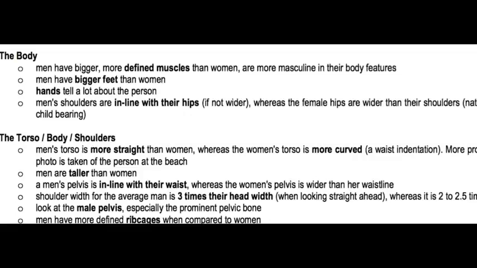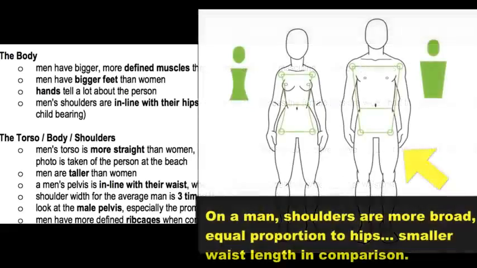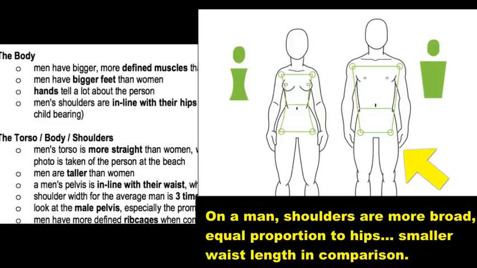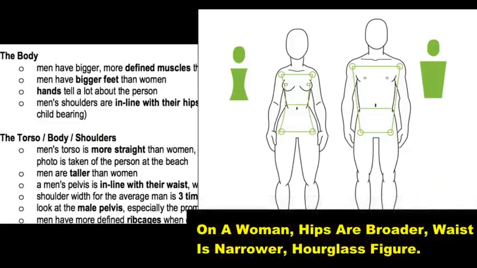Now, when it comes to the body and the torso specifically, men typically have bigger, more defined muscles than women do and are more masculine in their body features. They typically also have bigger feet than women, and the hands tell a whole lot about the person, and we'll be talking more about that later on. And also you can tell by the shoulders that men's shoulders are in line with their hips, whereas the female hips are wider than their shoulders, and the reason for this has to do with childbearing. Women need to have wider hips in order to have a child.